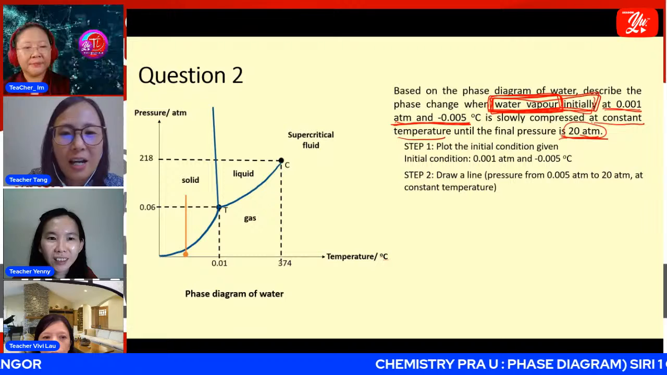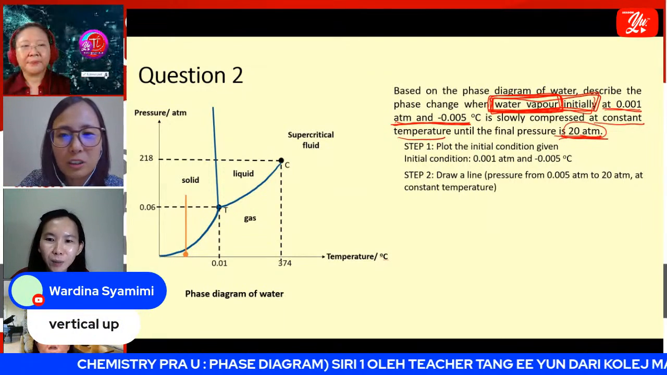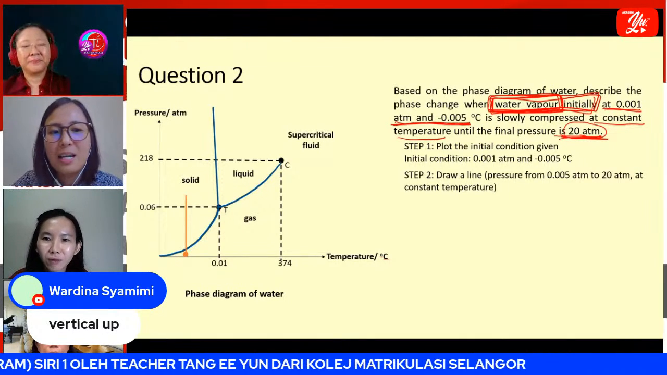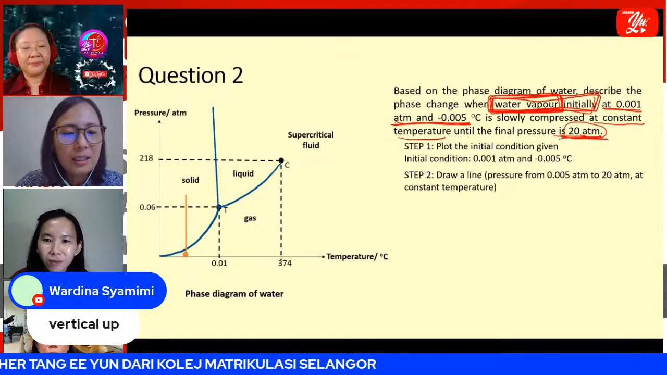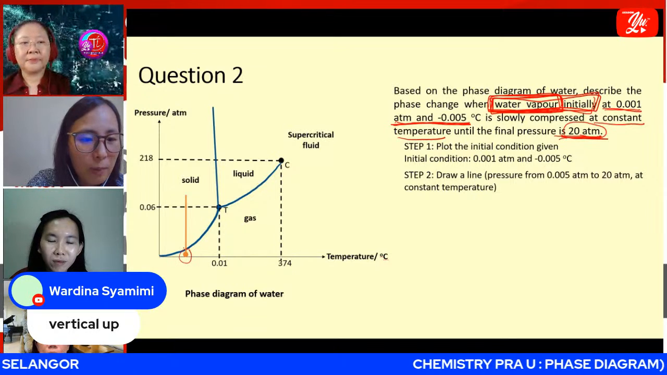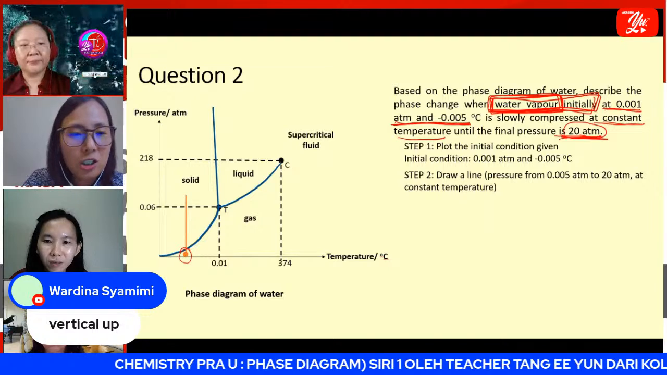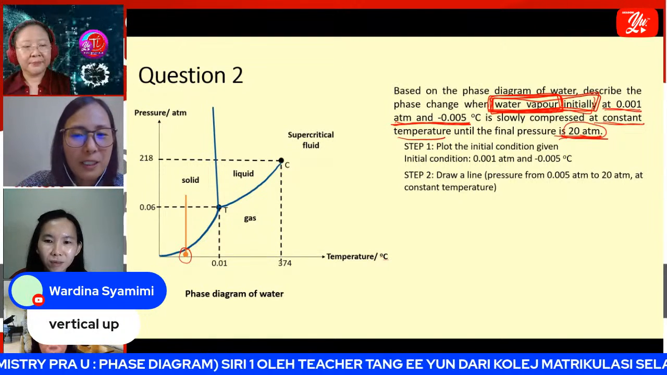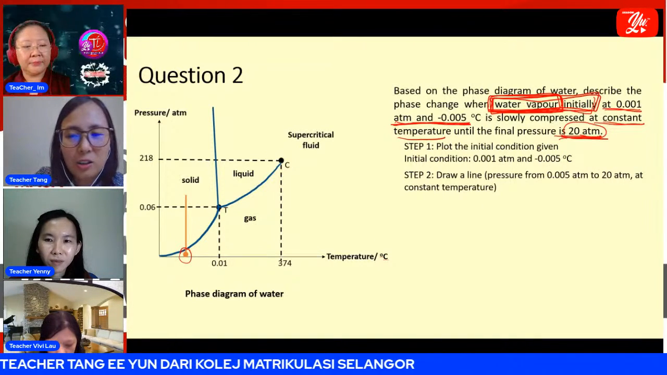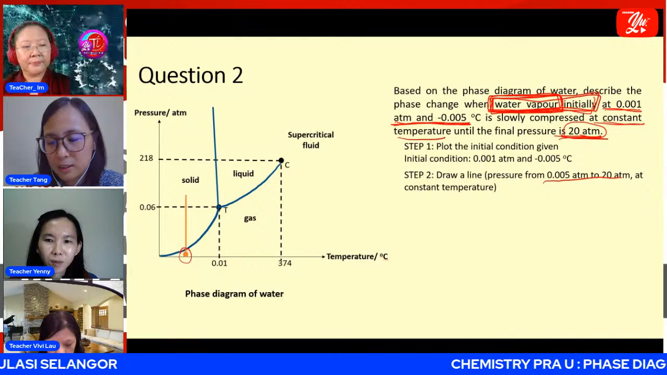Because the final pressure is 20 atm, you need to draw from 0.001 atm up to 20 atm, like this. This line basically represents constant temperature. The temperature cannot change because the question says constant temperature, but the pressure increases. So to represent the pressure increase, you need to draw the line vertically up, from 0.001 atm to 20 atm. So this is step number 2.